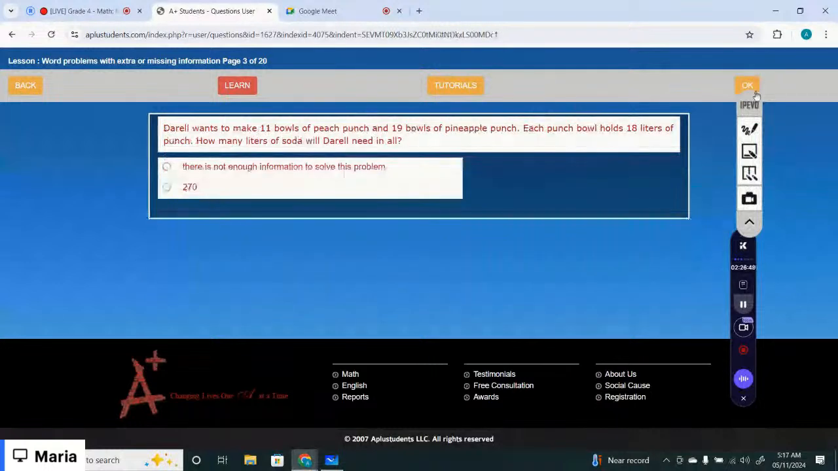Daryl wants to make 11 bowls of peach punch and 19 bowls of pineapple punch. Each punch bowl holds 18 liters of punch. How many liters of soda will Daryl need in all?